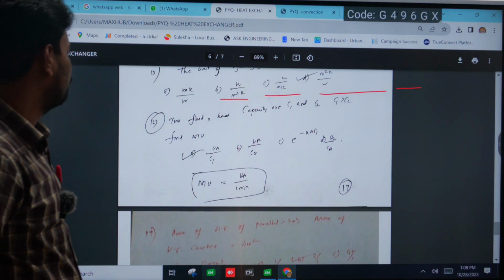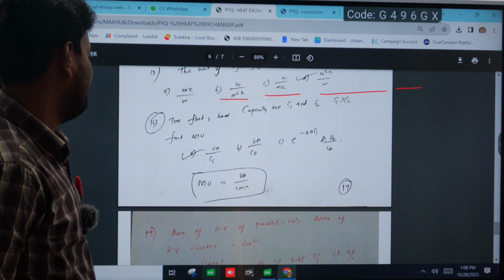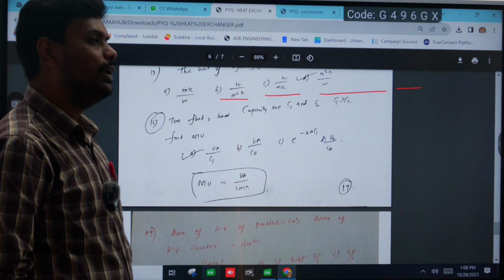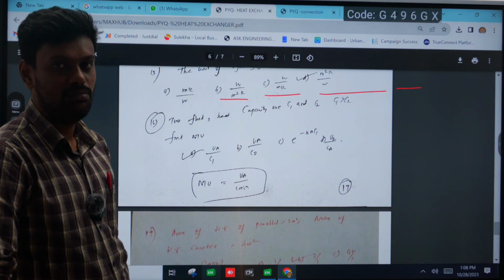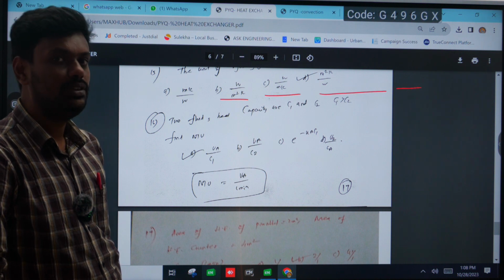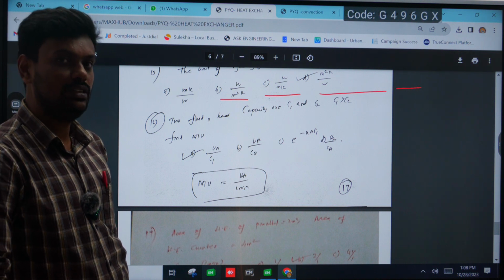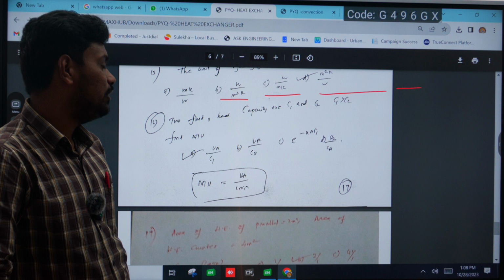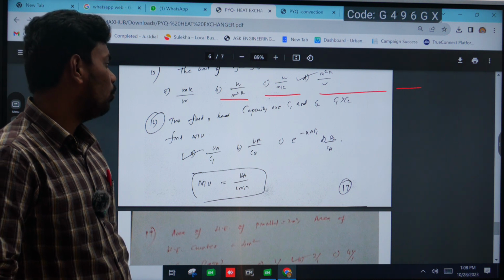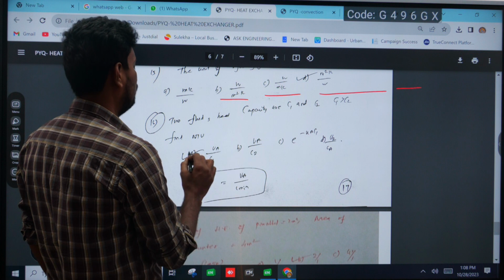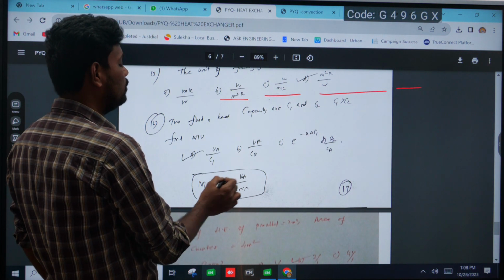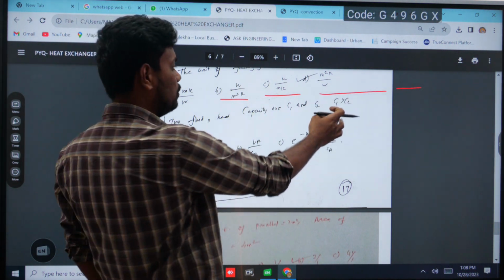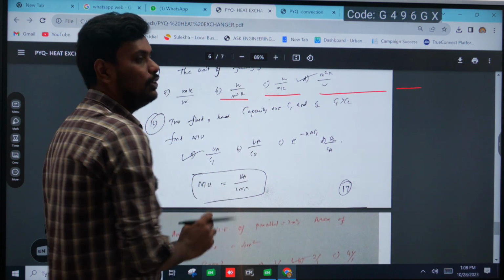Next, two fluids with heat capacities C1 and C2. If C1 is greater than C2, find NTU. So what is the NTU formula normally? UA by C minimum. In the denominator, C minimum is there. Here C1 is given, C2 is given, and it is stated that C1 is greater than C2. Then which one is the minimum? C2 is the minimum. So UA by C2 is the answer.